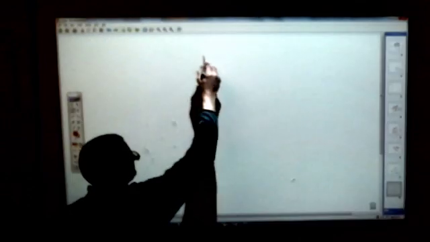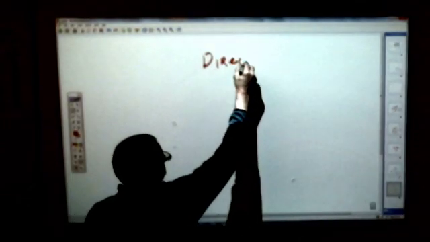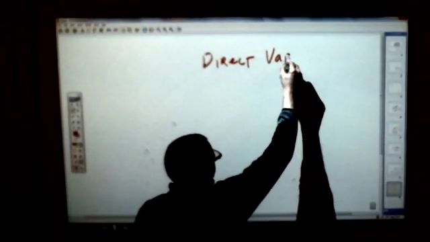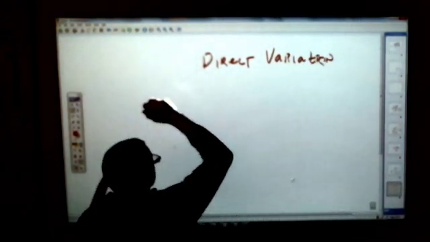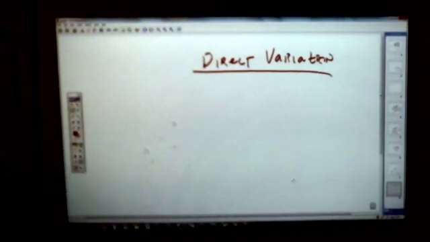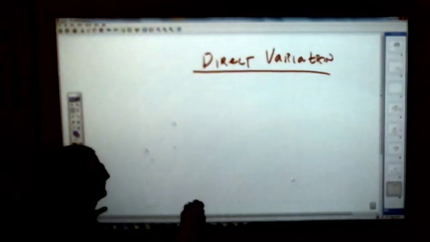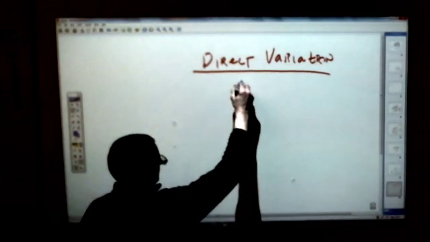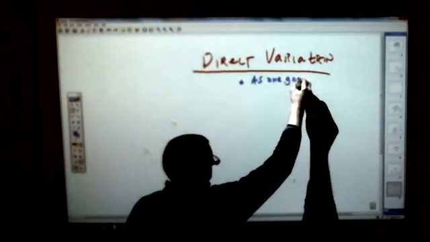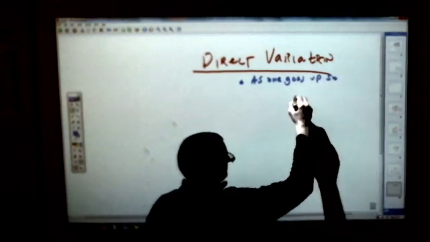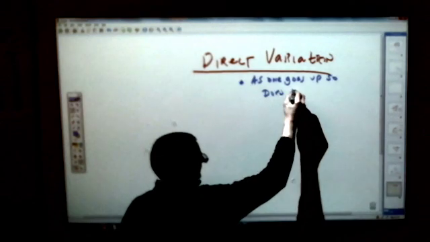Work. Under direct variation, children. The word variation kind of means changes, and direct kind of means with respect to. The one thing to think about with direct variation, well, there's a couple things. First of all, think about this. As one goes up, so does the other.